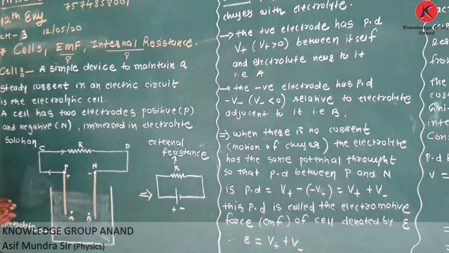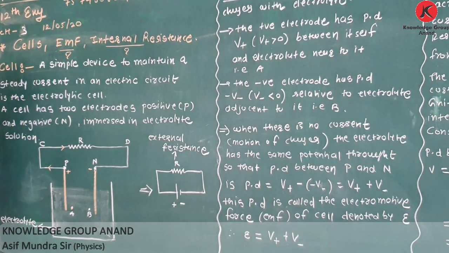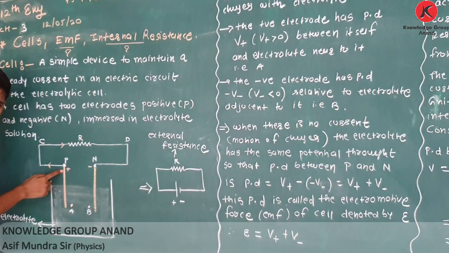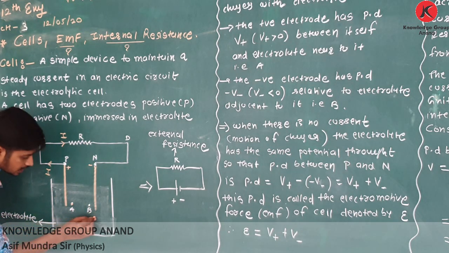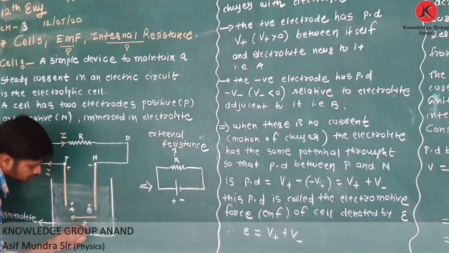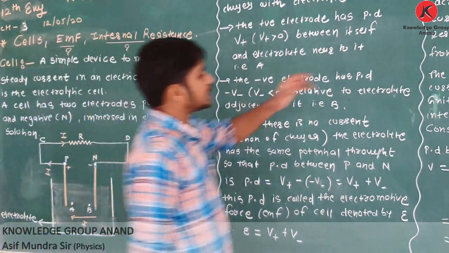See here, I have connected this cell with this external resistance R. As this is the positive terminal and this is the negative terminal, current I is flowing in this direction. From this resistor, current is flowing from C to B. Yes or no? Yes. From the electrolyte, current is flowing from B to A. Yes or no? Yes, it is. Clear about this? Okay.